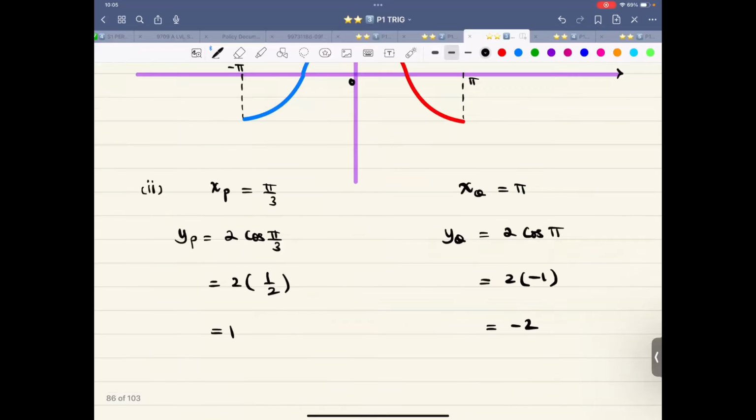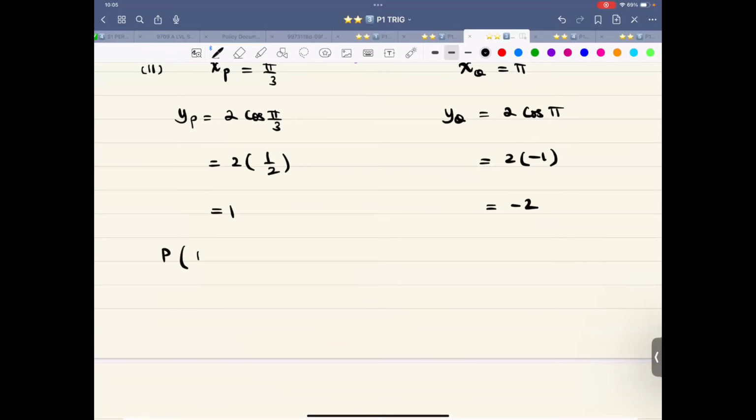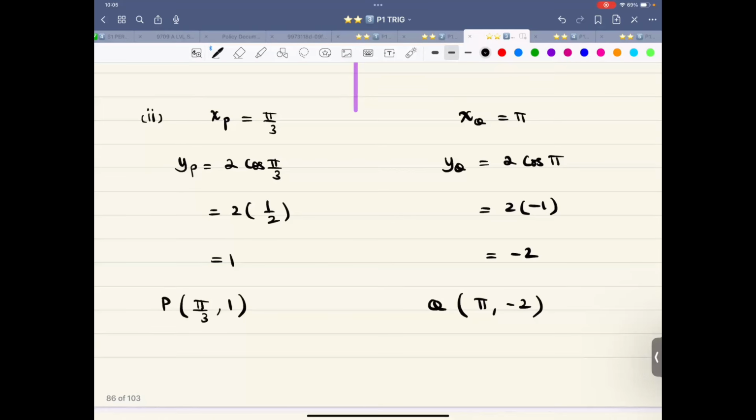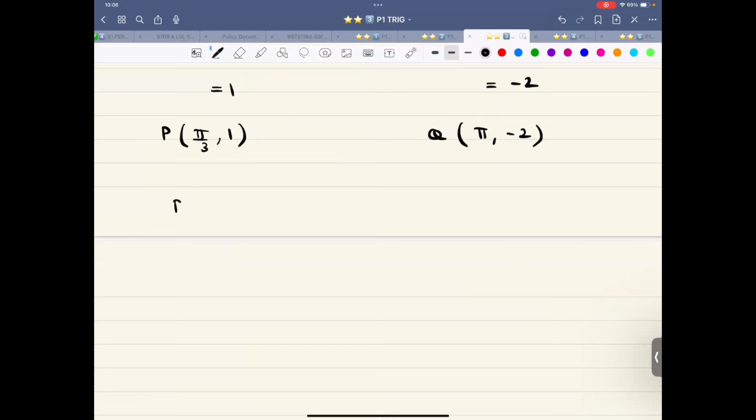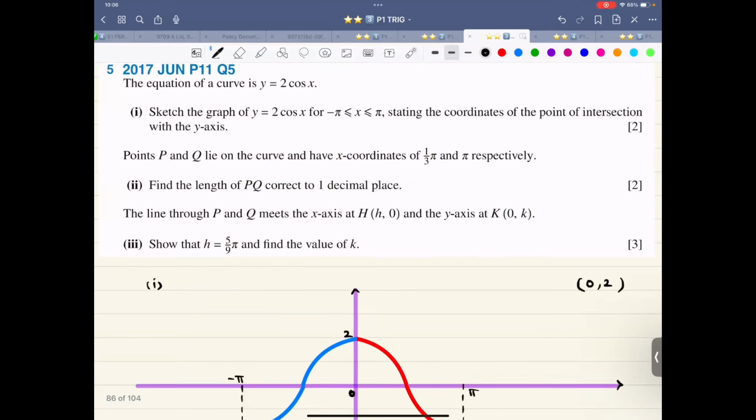Find the length of PQ correct to 1 dp. So P is pi by 3, comma 1. Q is pi, comma -2. And of course, I'll be needing some extra pages. So therefore, the magnitude of PQ, the distance formula, that is pi by 3 minus pi. Of course, you will plug in the value 3.142 divided by 3 minus 3.142, square, don't forget the square, 1 minus minus 2 whole square, under root, and use the calculator. Work in 4SF, final answer 3SF.